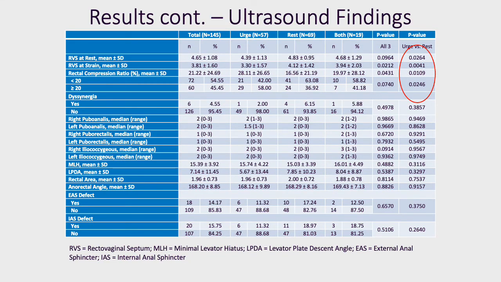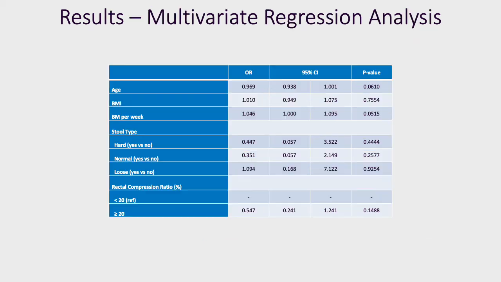Our ultrasound findings reveal statistically significant differences related to the mobility of the rectum. However, the remainder of our ultrasound parameters, including minimal levator hiatus, rectal area, and an examination of sphincteric defects, demonstrated no differences between the subtypes. On multivariate regression analysis, none of the variables that we looked at remained statistically significant.